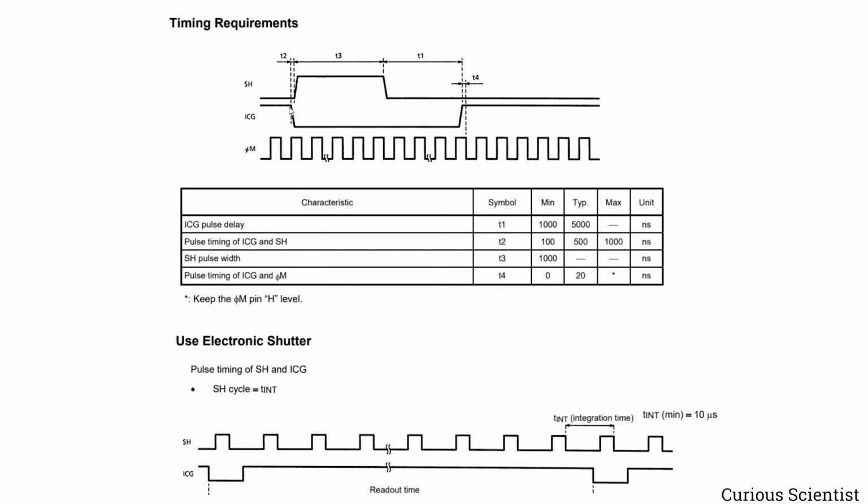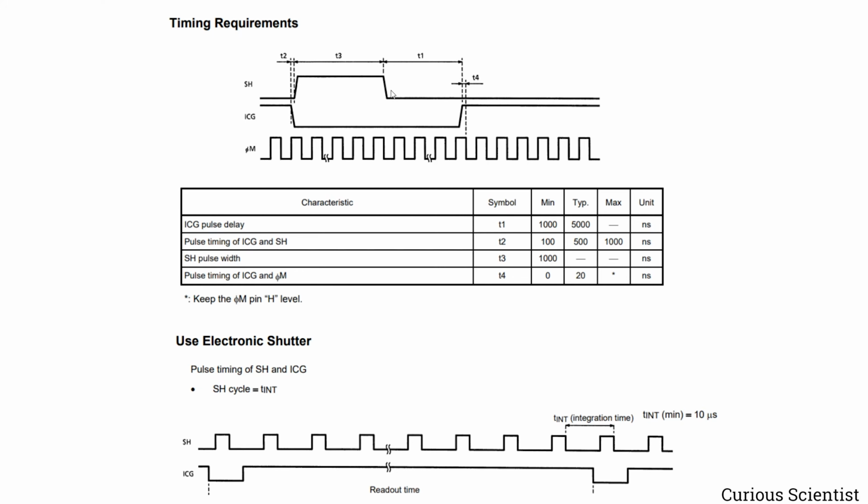So first of all, we will have to generate 2 more signals from the output of the microcontroller, SH and ICG. They will also be PWM signals. After the ICG goes low, we have to start the SH within a maximum of 1 microsecond, and I will start it within 600 nanoseconds. Then SH should be kept high for T3 time, so it should be high for at least 1 microsecond.